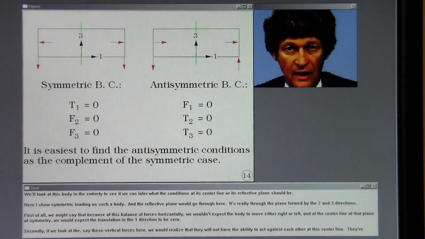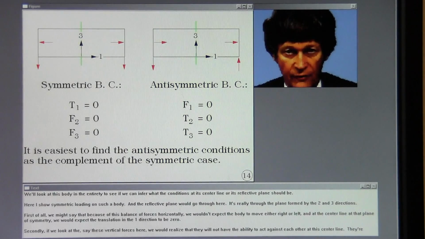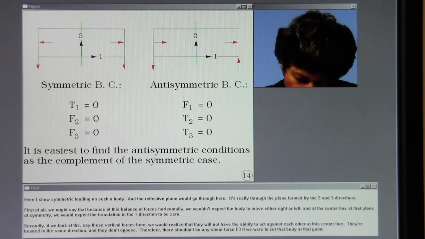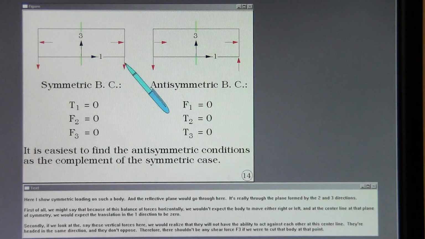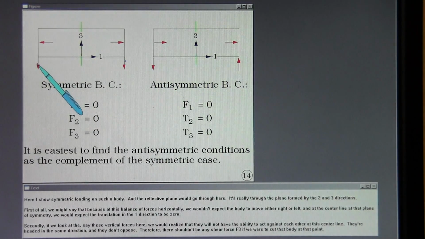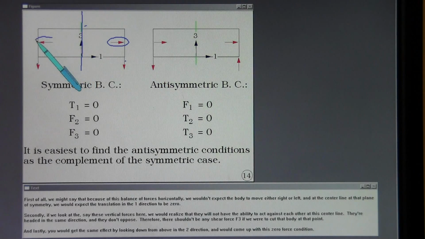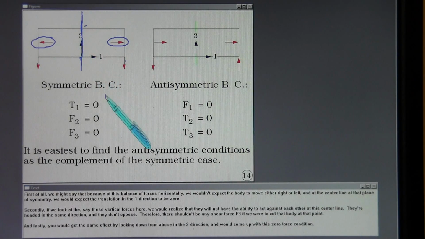We'll look at this body in its entirety to see if we can infer what the conditions at its center line or its reflected plane should be. Here I show symmetric loading on such a body, and the reflective plane would go through here. It's really through the plane formed by the 2 and 3 directions. First of all, we might say that because of this balance of forces horizontally, we wouldn't expect the body to move either right or left, and at the center line at that plane of symmetry, we would expect the translation in the 1 direction to be 0.